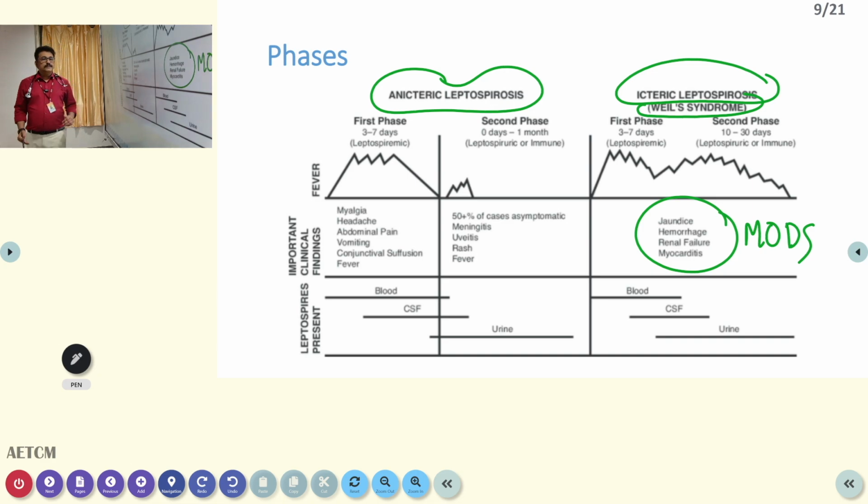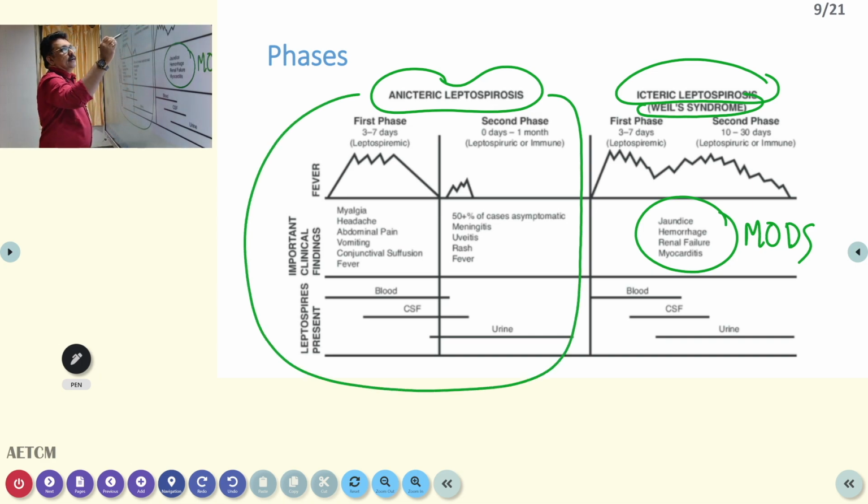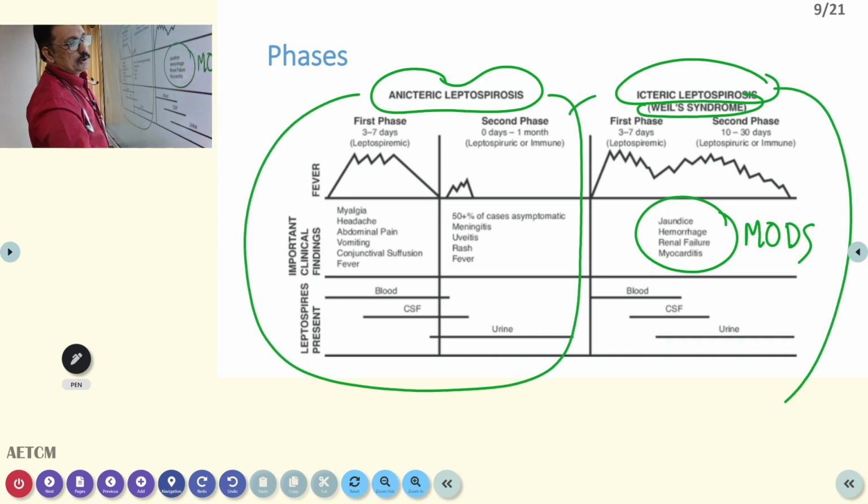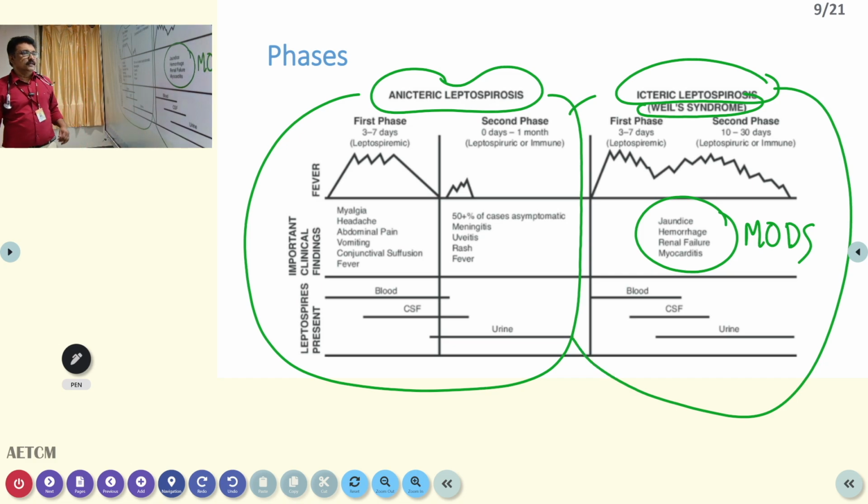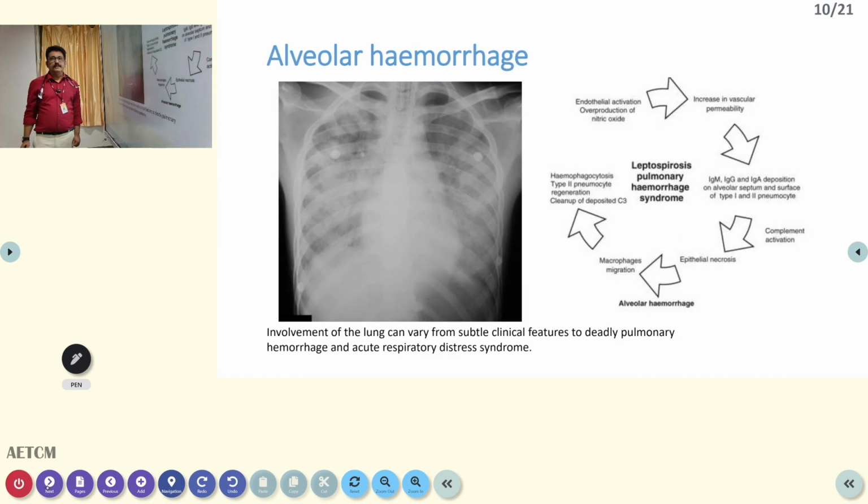So that is the difference between leptospirosis and Weil's syndrome. Both are slightly different but produced by the same organism. Here it is produced by the organism itself. Here it is produced by our own antibodies. So it's an antibody mediated phase. The first one is the organism mediated phase.